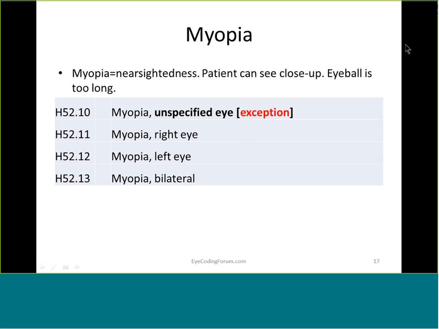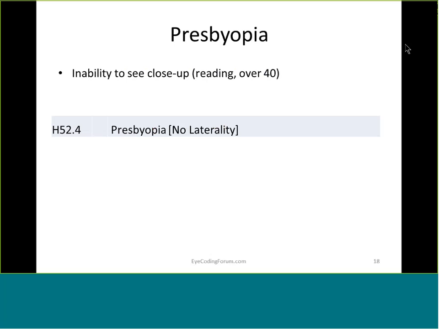Next code is myopia, or nearsightedness. Patient can see close up, and the eyeball is generally too long. This also is an exception with the 0 as the unspecified eye, and it has laterality. The next code is presbyopia, which is the inability to see close up. Most people that use reading glasses and are over 40 will have presbyopia. This code does not have laterality, so it's simply H52.4, and that's it.